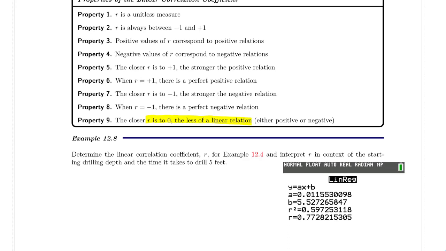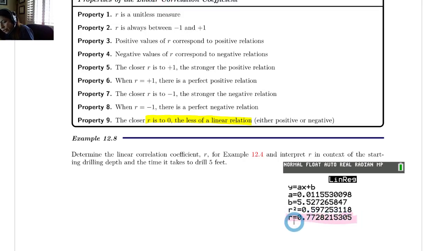So let me go ahead and highlight. The r is going to be the correlation coefficient. R squared we'll talk about in just a minute. So this would be the correlation coefficient. So R is 0.773. Okay, that's the first part. And now let's go ahead and interpret this in the context of the problem.